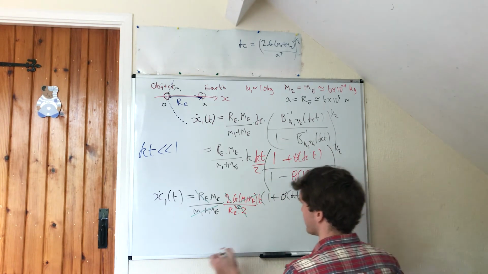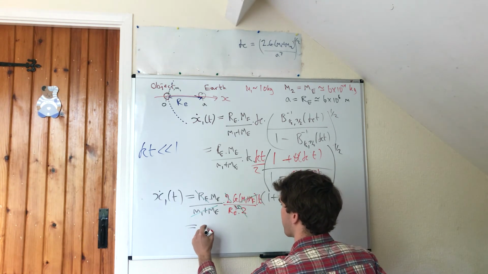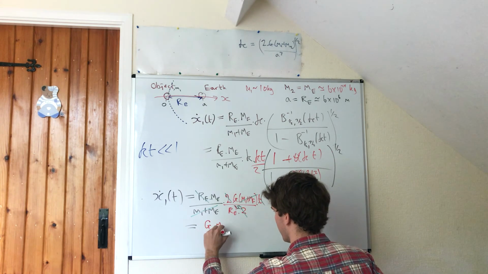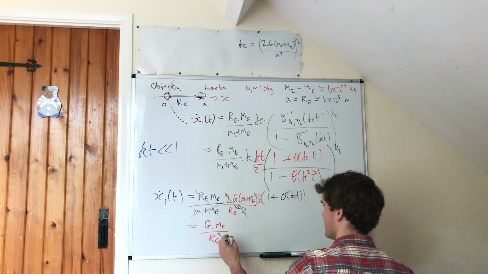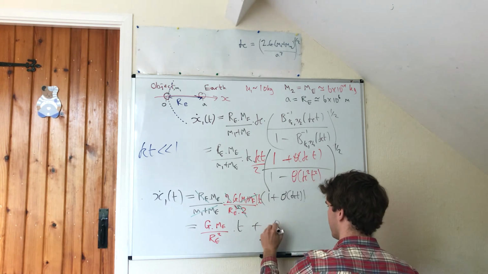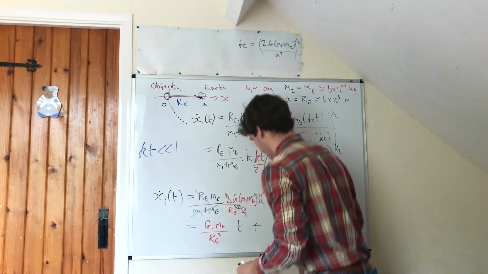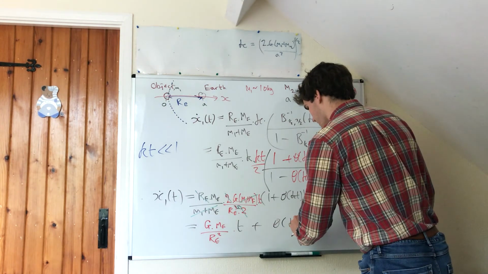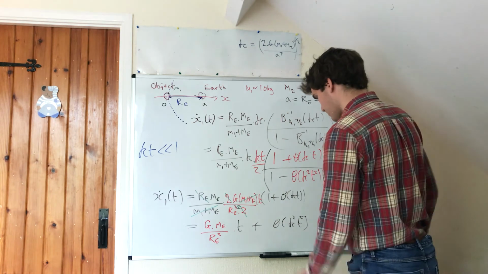Okay, so what we're left with is x1 dot of t is equal to big G times mass of the Earth divided by radius of the Earth squared times t, plus something of order kappa times t, which will actually be kappa t squared, but pretty much this term is small compared to the other one, so we don't care. In fact, this will indeed be something of order kappa squared t squared, because we already had kappa t in there. Brilliant.